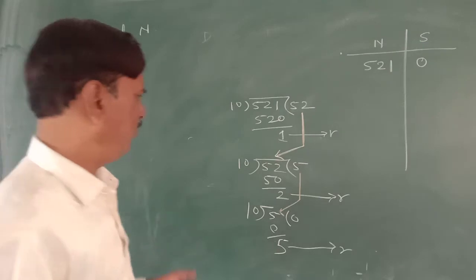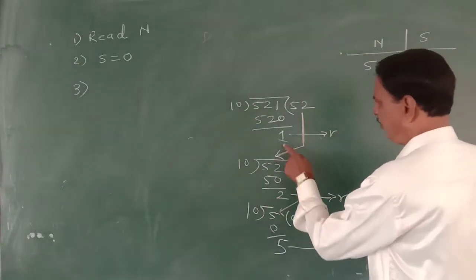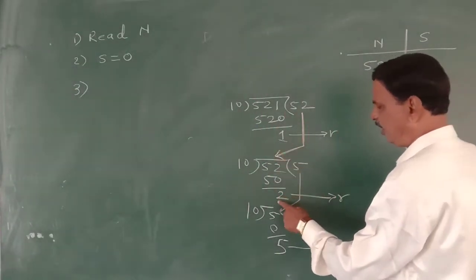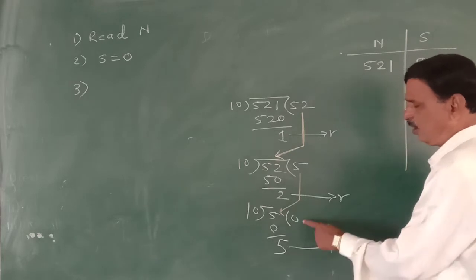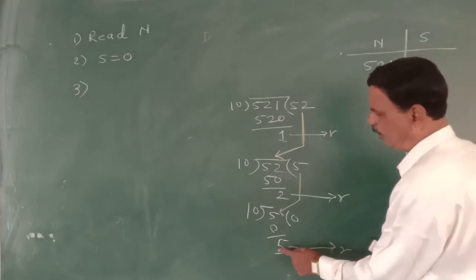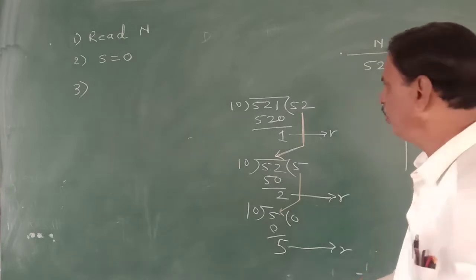Now you see the remainders. First remainder is 1, second remainder is 5, and third remainder is 2. When quotient becomes 0, we are not going to make again division.